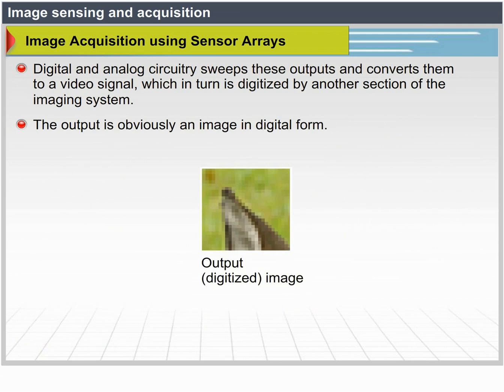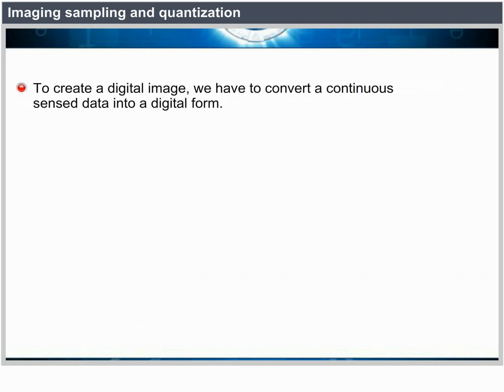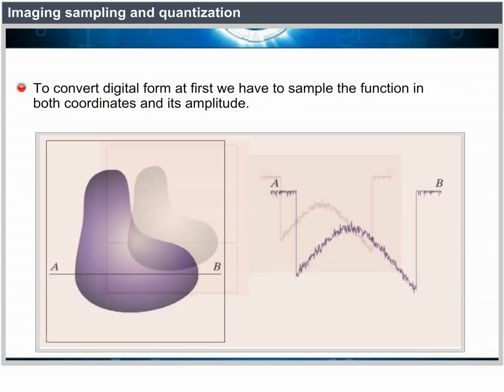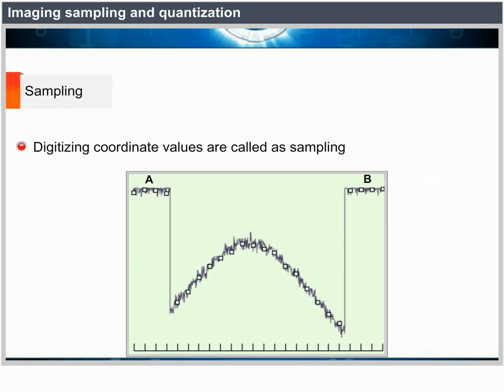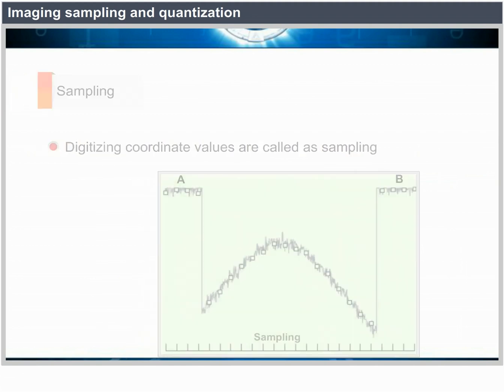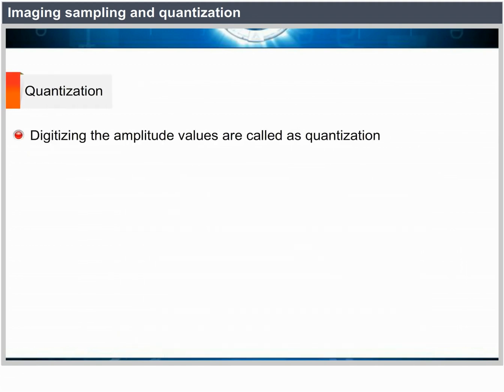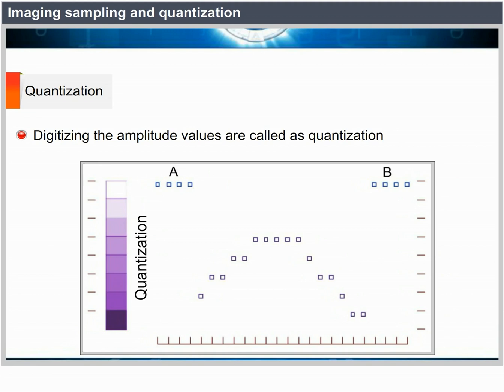Image sampling and quantization. To create a digital image, we have to convert continuous sensed data to digital form. It involves two processes: sampling and quantization. To convert to digital form, we have to sample the function in both coordinates and amplitude. Sampling: digitizing coordinate values is called sampling. Quantization: digitizing the amplitude values is called quantization.